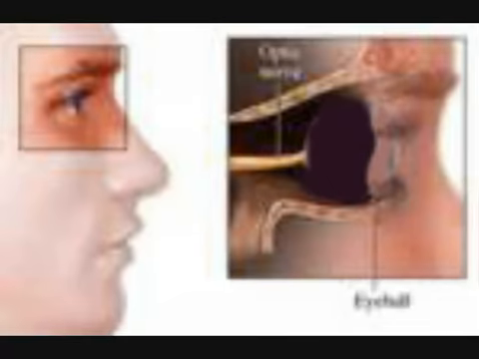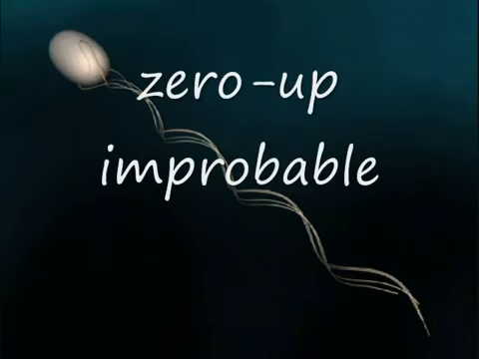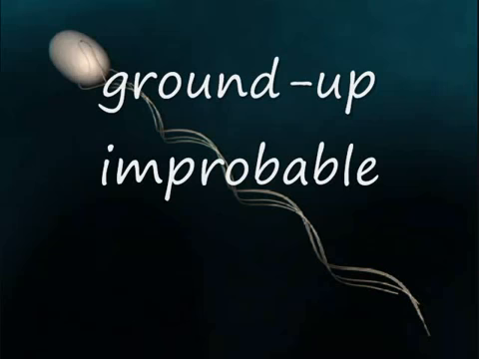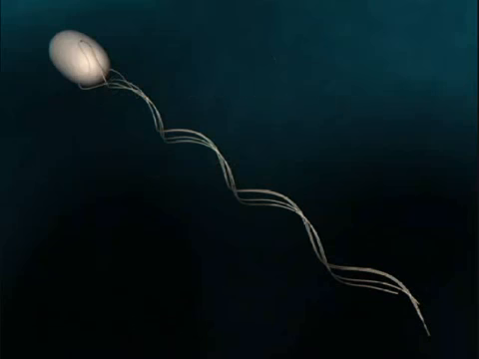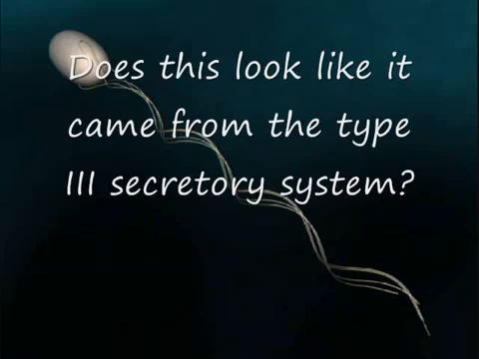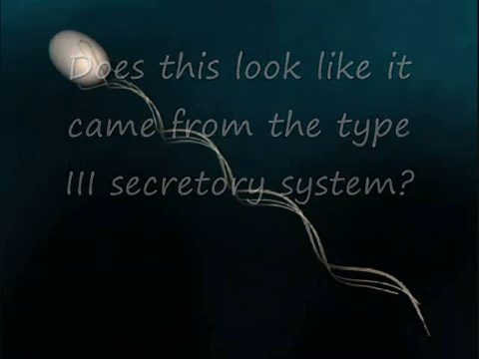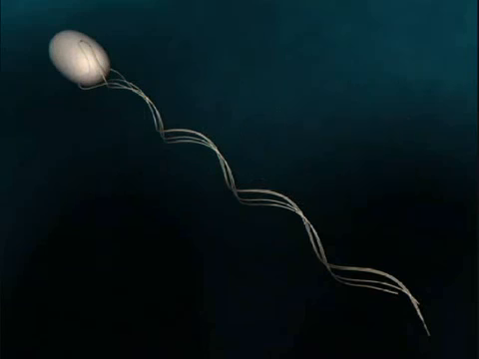A better term might be zero-up improbable or ground-up improbable, meaning that it is wholly unlikely that the system could evolve in small steps because all of the essential parts required for function would have to evolve together to give the host species an advantage. Miller, once more, just because I love it.